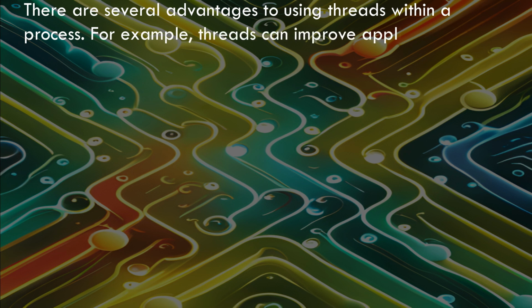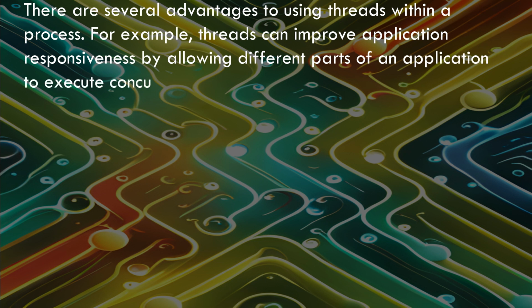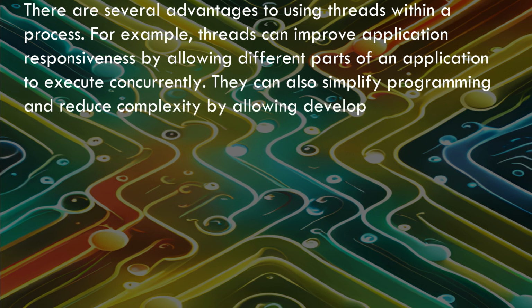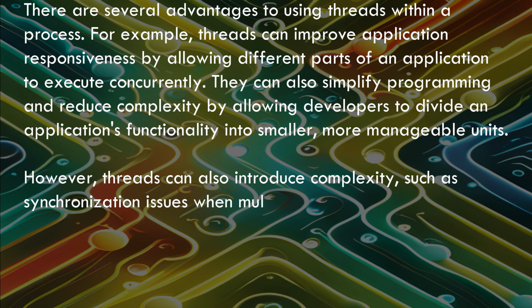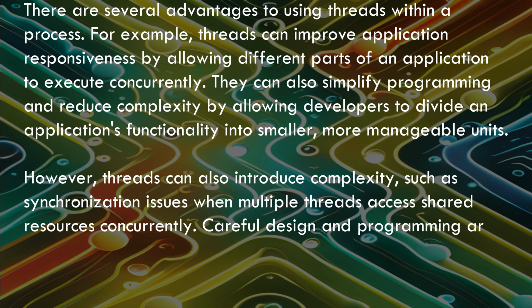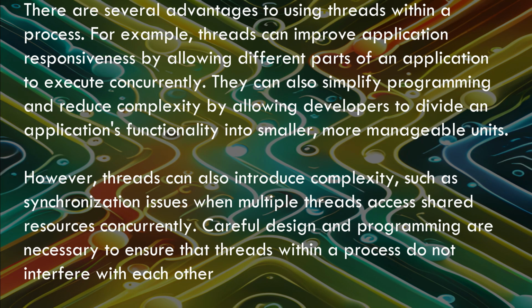There are several advantages to using threads within a process. For example, threads can improve application responsiveness by allowing different parts of an application to execute concurrently. They can also simplify programming and reduce complexity by allowing developers to divide an application's functionality into smaller, more manageable units. However, threads can also introduce complexity, such as synchronization issues when multiple threads access shared resources concurrently. Careful design and programming are necessary to ensure that threads within a process do not interfere with each other and that data is shared safely and correctly.